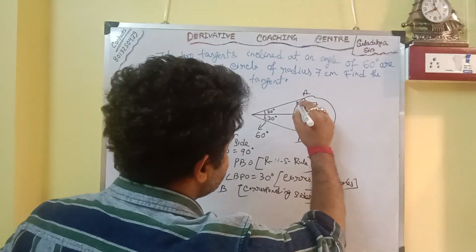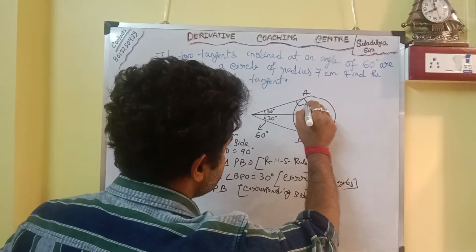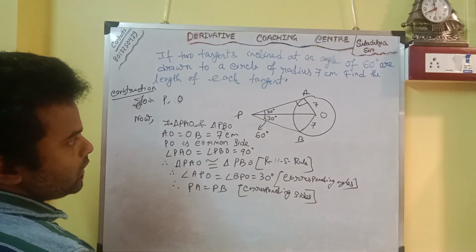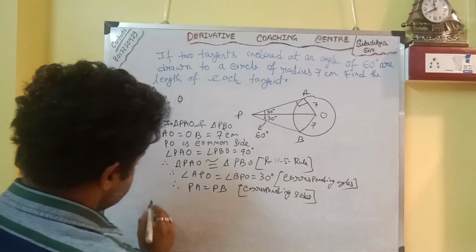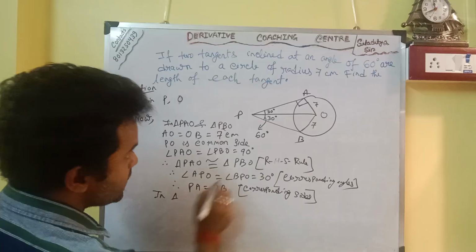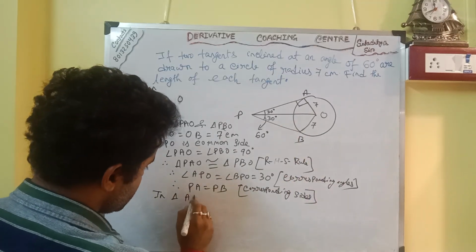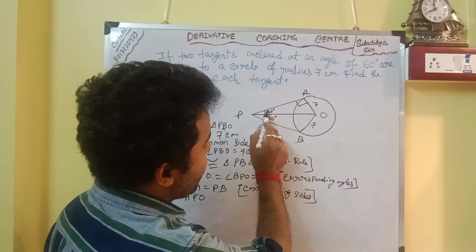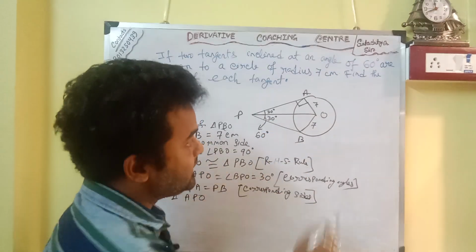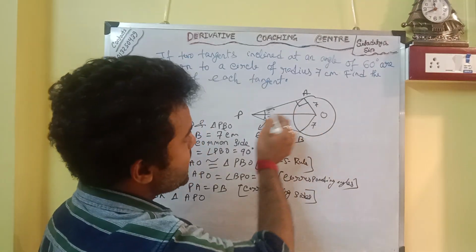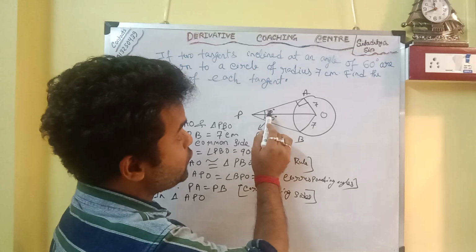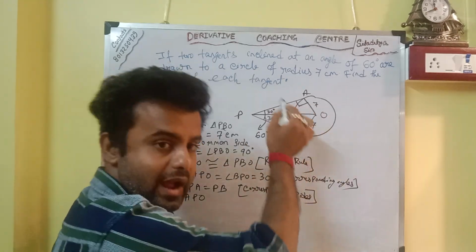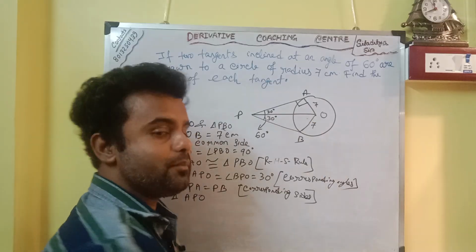Okay, so this angle is 90 degrees. Look, in triangle APO, with respect to this angle APO, we can say AO is the height of the triangle and AP is the base of the triangle.